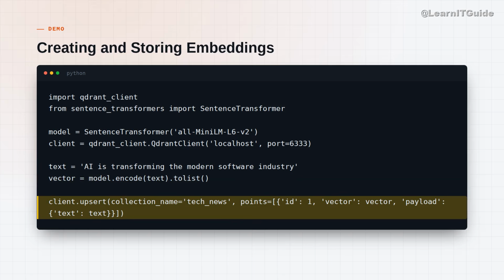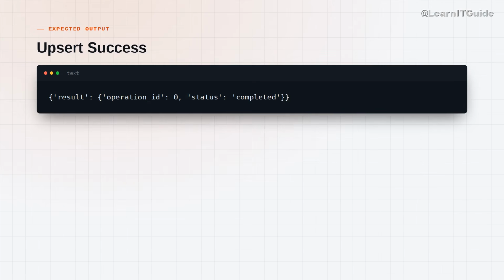We call this operation an upsert. It is safe to run multiple times with the same ID. This output confirms the vector was successfully indexed. The operation status is completed, meaning the database has stored our embedding. Right now, this vector is searchable by math, not by keyword. That is the key point.